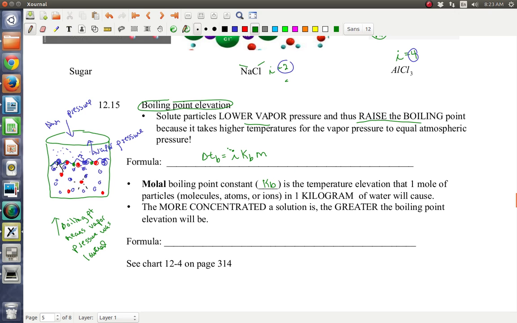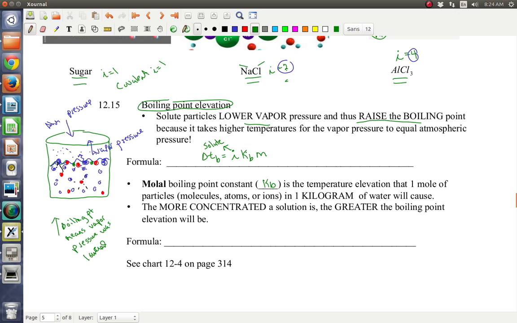Okay, so the i has to do with the solute. For instance, sodium chloride would be my solute here. It breaks into 2 pieces, so my i is 2. Aluminum chloride would be my solute here. It breaks into 4 pieces, so my i is 4. And sugar could be my solute here. It breaks into 1 piece, so my i is 1. With covalent molecules, the i is always going to be 1 because they're not going to break into ions.